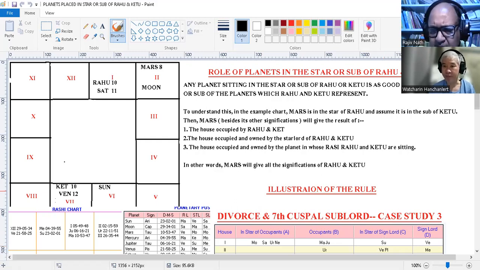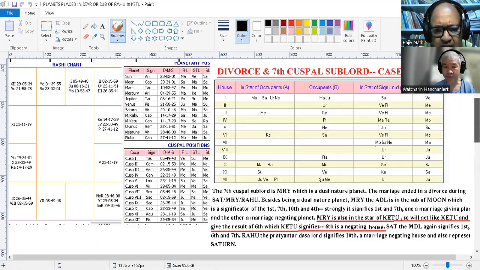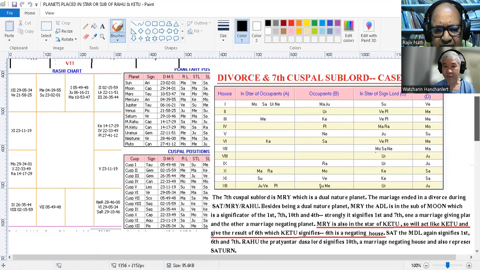Let me see. Divorce and seventh cuspal sublord, case study 3. I think I'll leave it. We come to it later when we study marriage, then we will do this example. Right now, because we have not discussed any marriage prediction part, it will not be fair on my part. You just make a note that we have to come back to this.